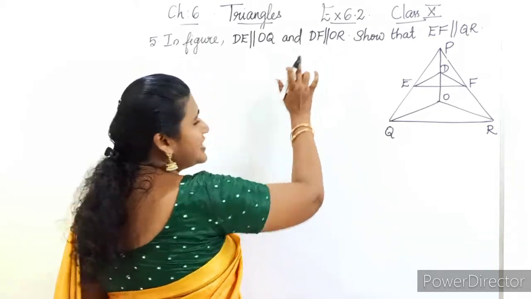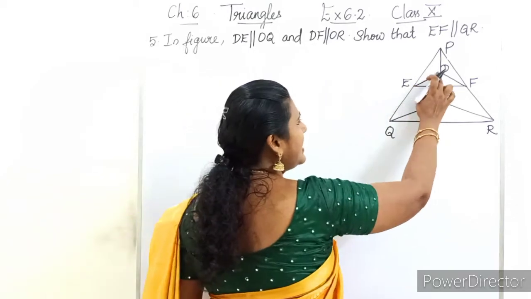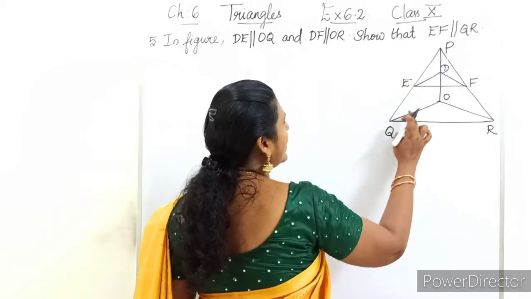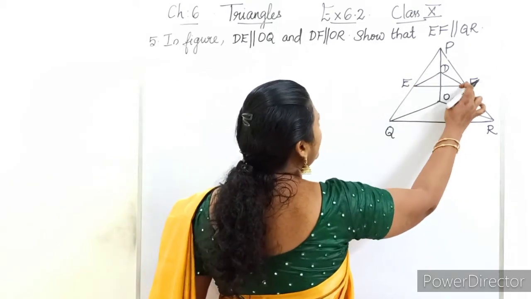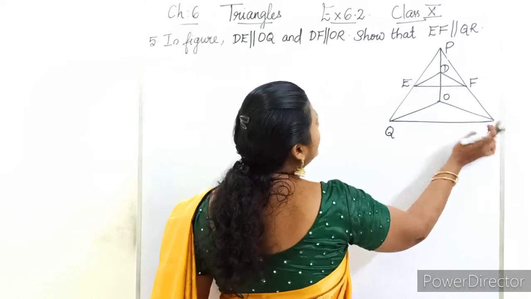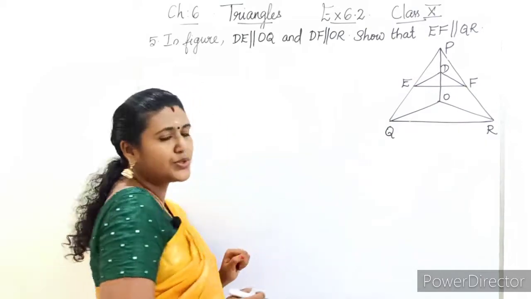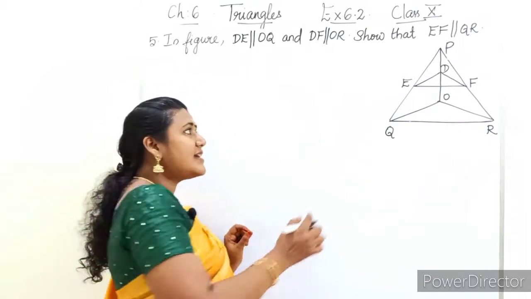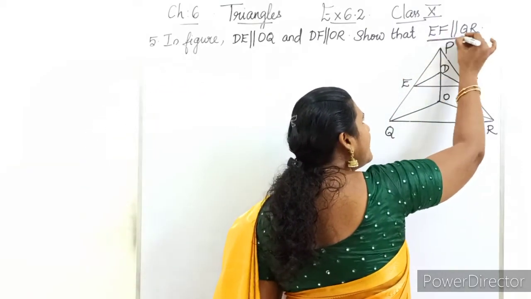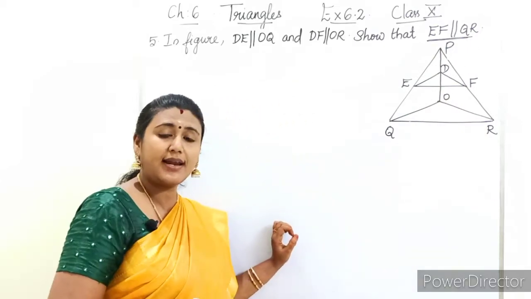So these two conditions are given in the question. This line DE is parallel to PQ and DF is parallel to PR. Then you have to show that the line EF is parallel to QR. So here in this condition you have to prove EF and the QR are parallel.